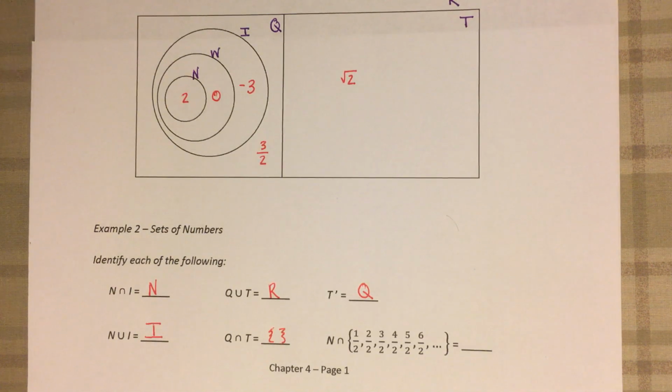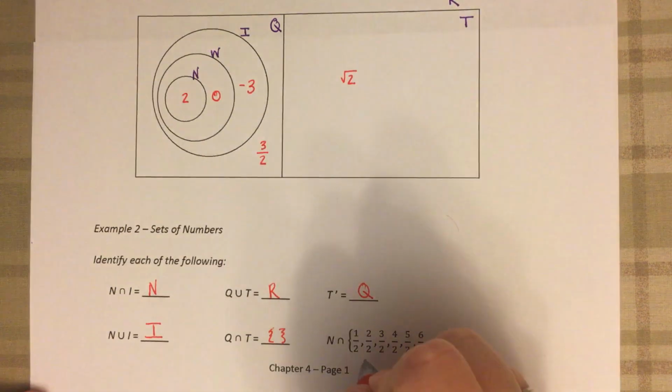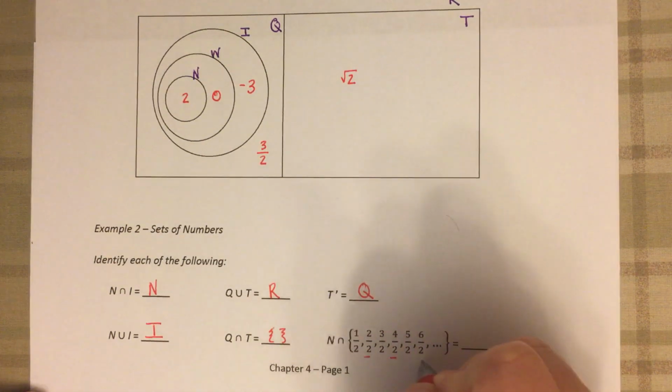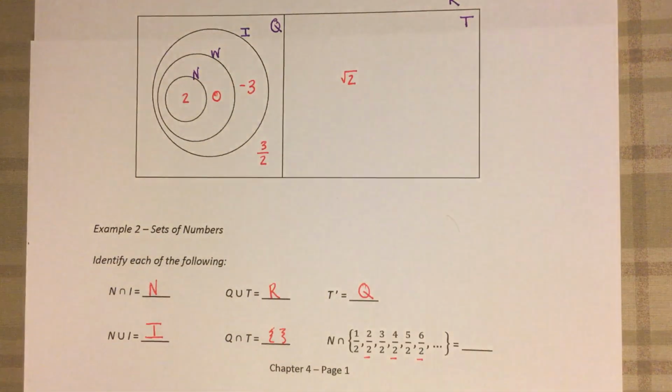All right, in this last one, this is another example that we looked at before. Looking at these, we're going to intersect N, our natural numbers, with this set where we all have expressions that have denominators of 2. If we go through and look at these, 2 over 2, 4 over 2, 6 over 2, etc., would all be natural numbers. They would be equivalent to 1, 2, 3, so on and so forth.